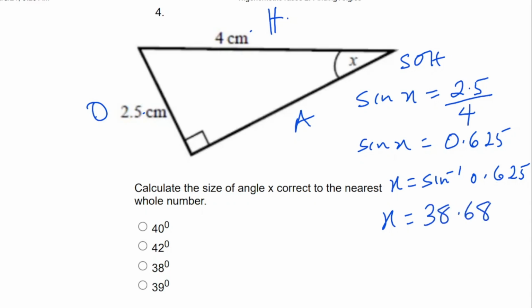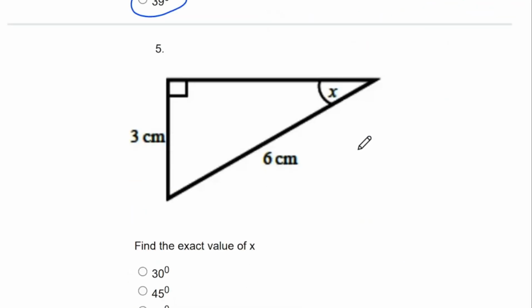38.68. But we are rounding to the nearest whole number. So to the nearest whole number here is 39 degrees. So that is this here. I hope that is clear right now. So we'll move to the last question we have here, question 5.